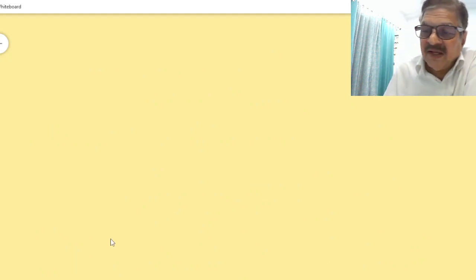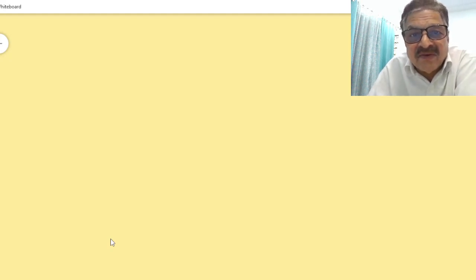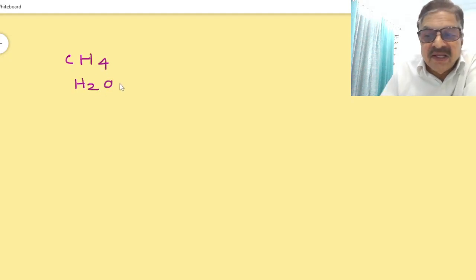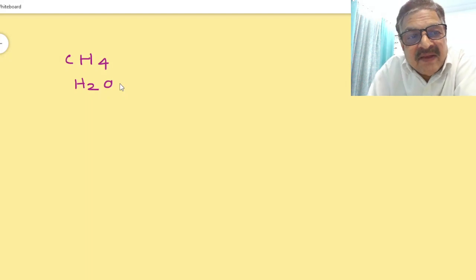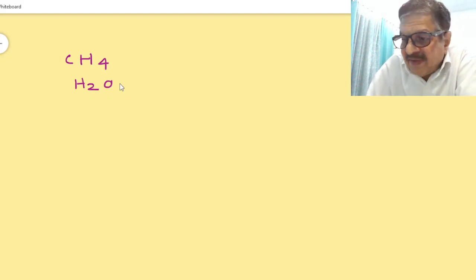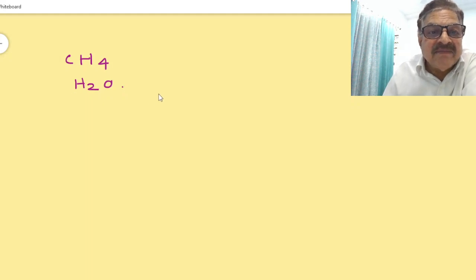Now, comparing the elements in the same row of the periodic table. As you know, in the periodic table we have rows, that is the periods, and columns, or groups. Now we have two compounds, for example CH4, that is methane, and water. How will you compare the acidity of these two compounds? We know that water is more acidic than methane. As per the pKa values, water is more acidic than methane.